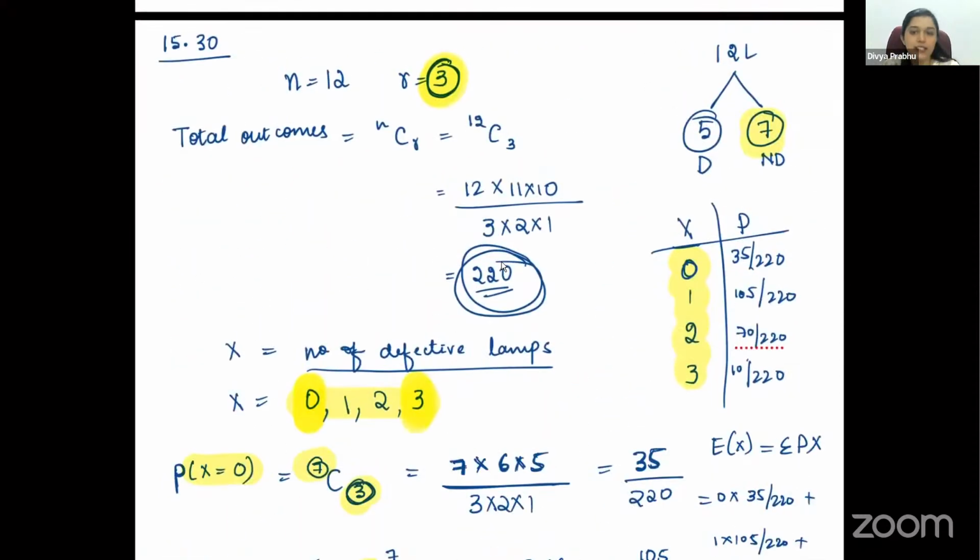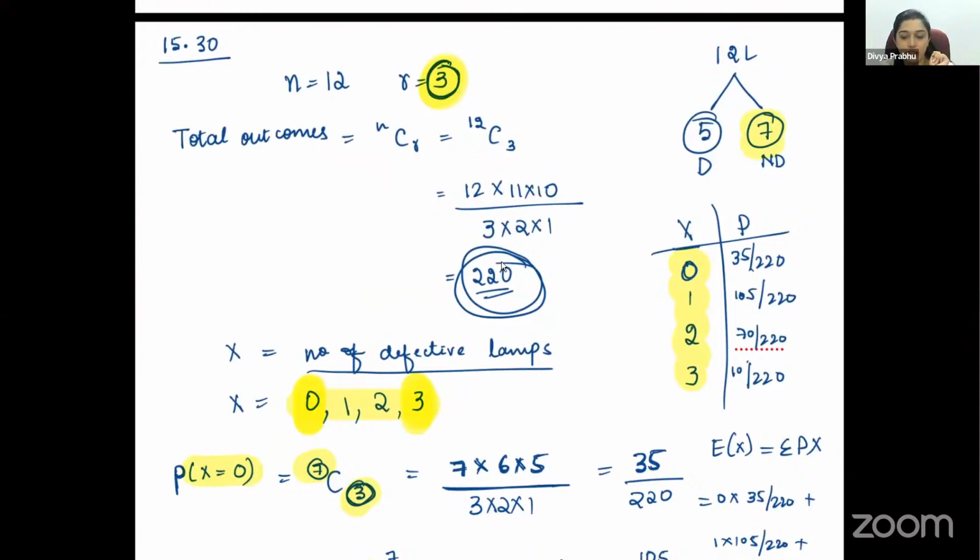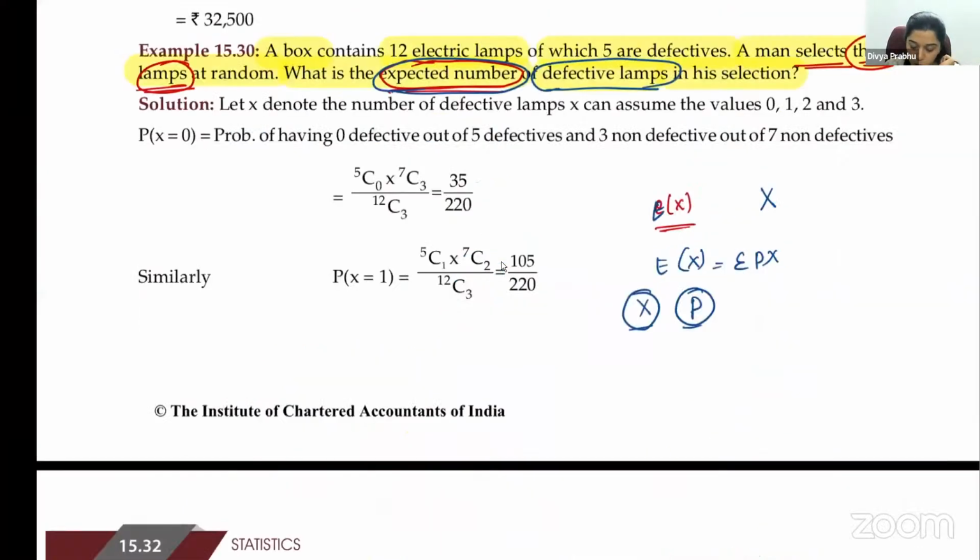See, always remember, solving the question is not so difficult. Understanding what concept-based question it is, that is difficult. Once you understand based on what concept you should solve, then you can easily start solving. Like I told you, I'll explain this again.